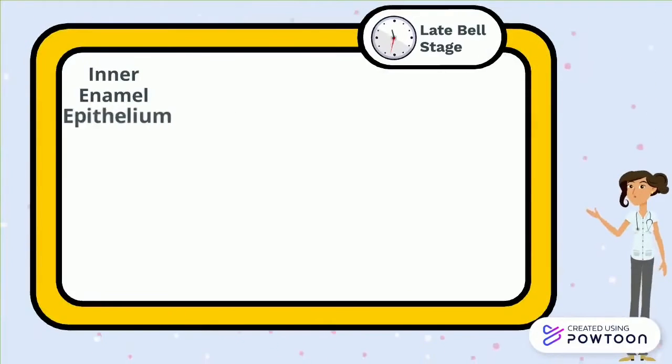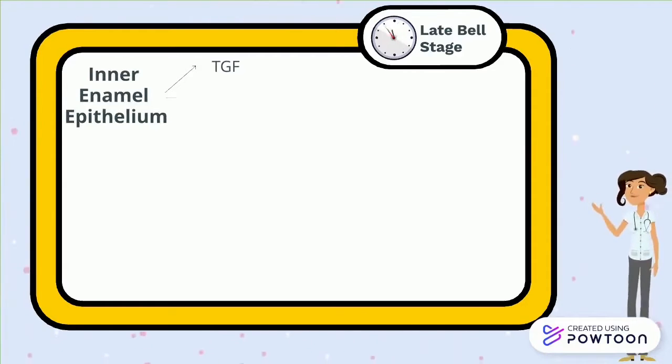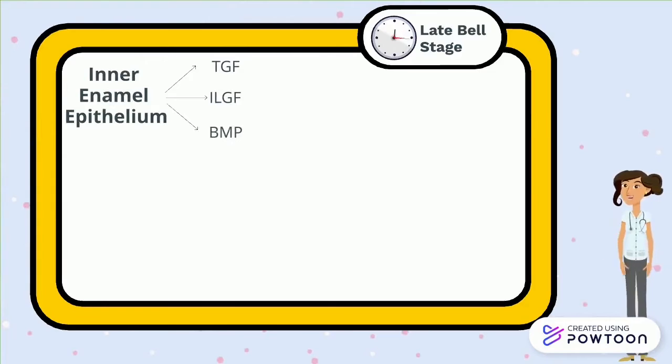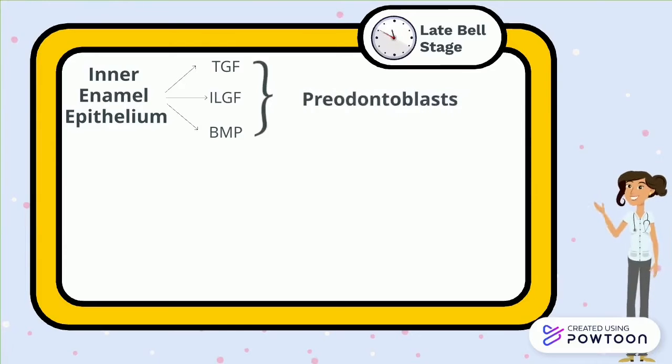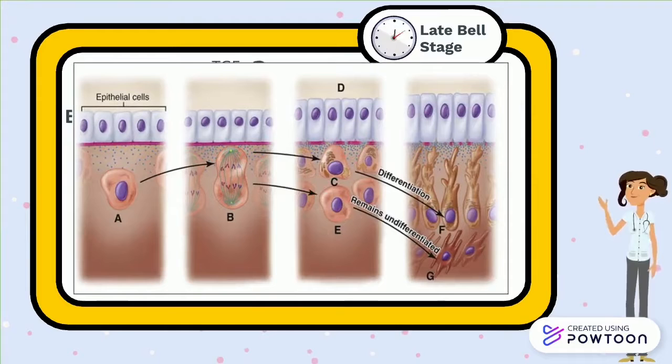Differentiation begins when inner enamel epithelial cells release tissue growth factors, insulin-like growth factors, and bone morphogenic protein, all which contribute in stimulating pre-odontoblasts to differentiate into odontoblasts, and this changes the cell's morphology from ovoid to columnar.